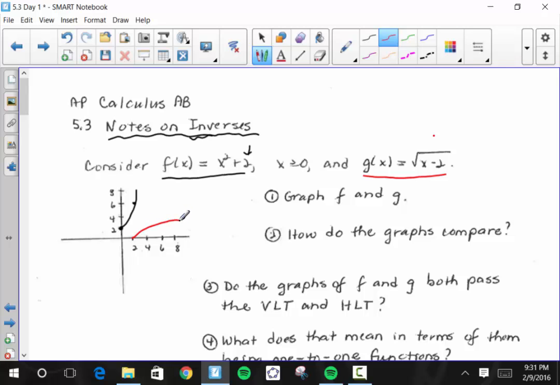So I graphed the f of x, I graphed my g of x, and now ask me a few questions. First ask, how do the graphs compare? So what do you guys think? How do the graphs compare? Write down what you think here, but to me it looks like they're similar graphs. Very similar.